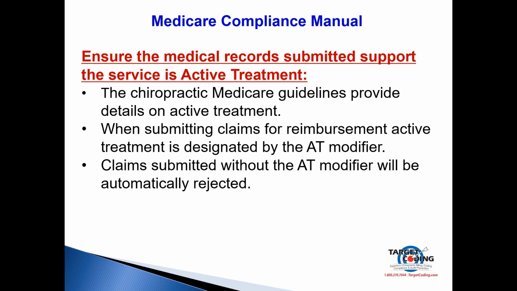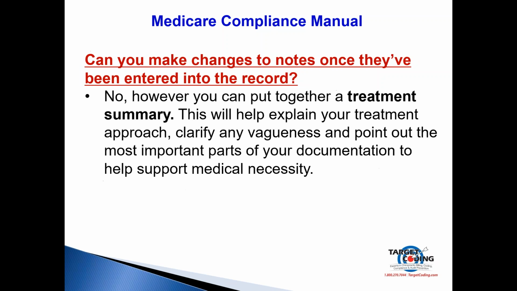Active treatment is a Medicare term, so the chiropractic guidelines on Medicare talk about the difference between active treatment and wellness care. So when submitting claims for reimbursement from Medicare, you have to use the AT modifier, which means active treatment. If you don't use the AT modifier, the claim is automatically going to get rejected.